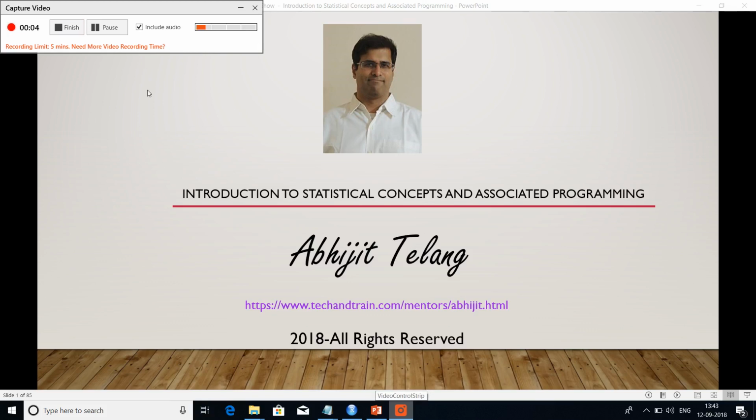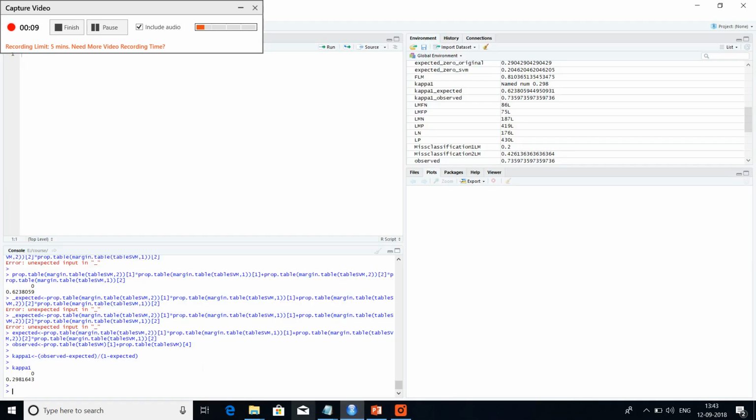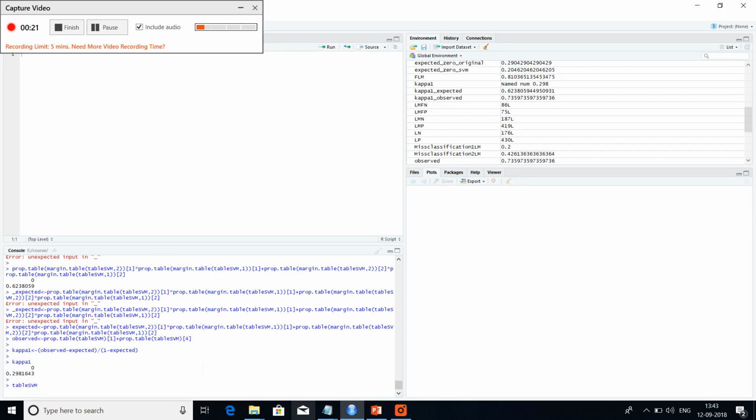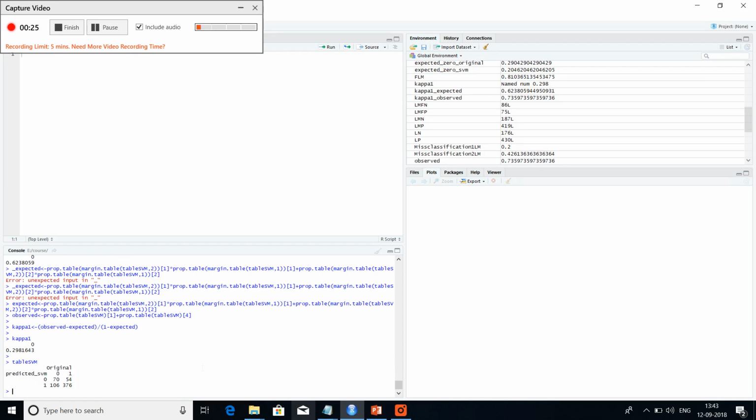So in the last video we looked at support vector machines and the corresponding prediction model for predicting binary outcomes. So we compute something like table SVM. This is a tabular representation of the predicted outcomes versus the original outcomes. Essentially, to what extent the predicted outcomes agree or disagree with the original intended outcomes.